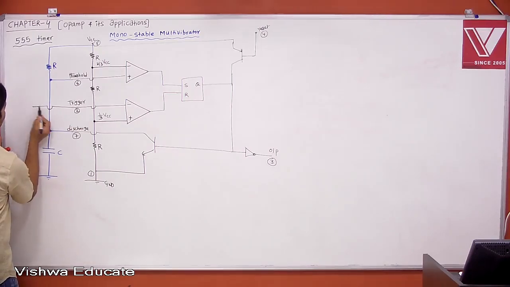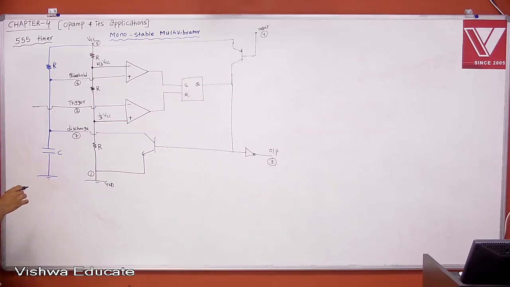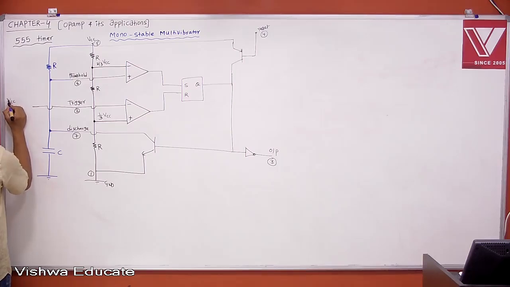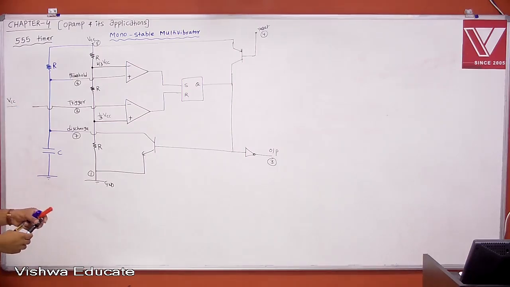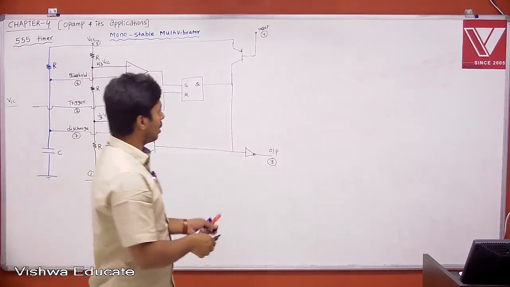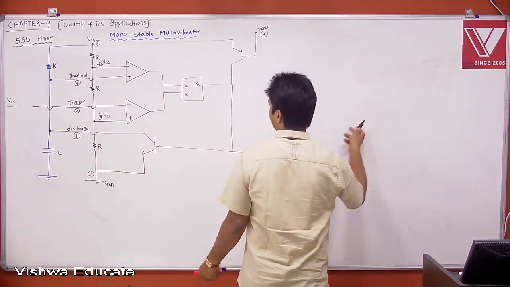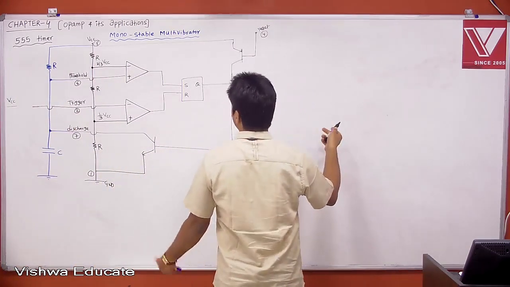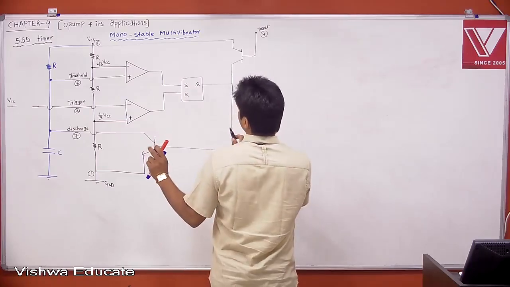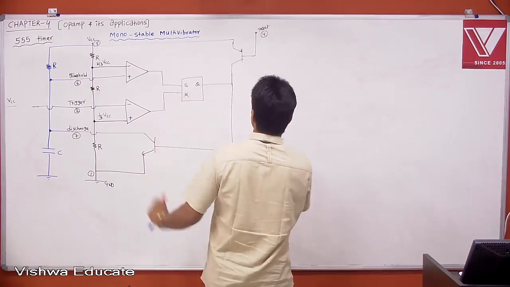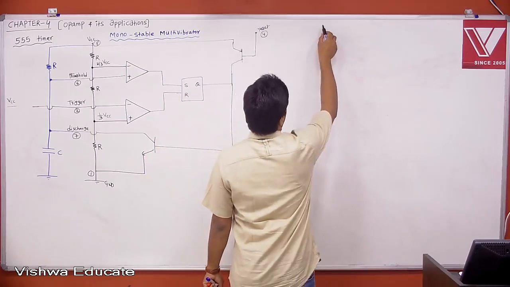Because this is monostable. Why is it monostable? Let us say this is having VCC. If there is no trigger, it is having VCC. Now let's see the timing diagram. If you understand the timing diagram, that is over. I'm not going to derive anything. I will just tell you the application and how it is acting as a monostable multivibrator. Just listen.